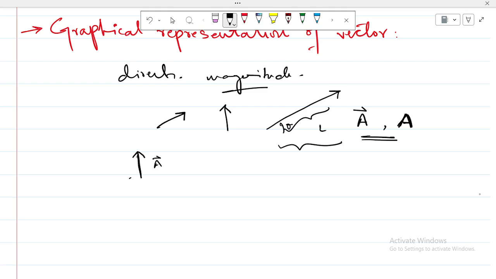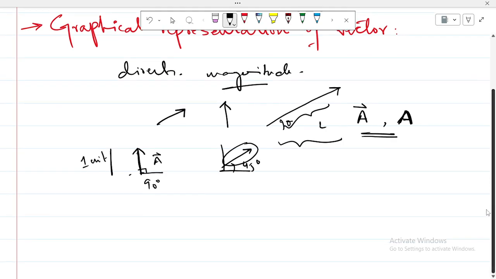Let's call this A. If we suppose this is one unit, this has a magnitude of 1 as well as a direction which is, let's say, of 90 degrees. Similarly, we could draw another vector, for example, of 45 degrees. Again, you'll have to check how much length this is to find its magnitude. But anyways, the whole idea is we can represent a vector using an arrow that will represent the direction as well as the magnitude.